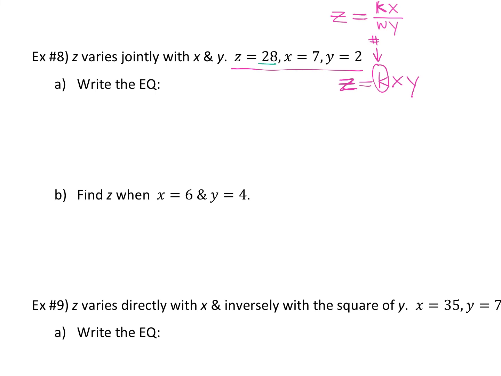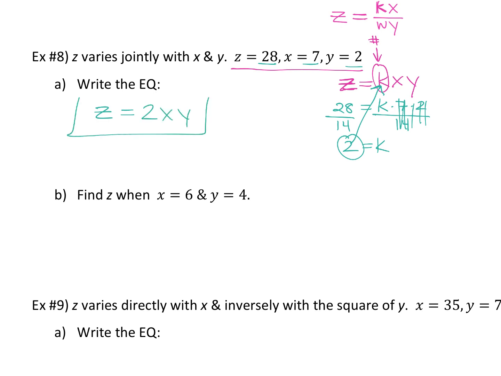We're going to take z, 28, equals k we don't know, x is 7, y is 2. Okay, so 7 times 2, that's 14, right? So we're just going to divide by 14 and divide by 14. So this is 1, and we get k equals 28 divided by 14 is 2. So our equation takes that 2, drops it in here. So z equals 2 times xy. Did you follow? You good there?